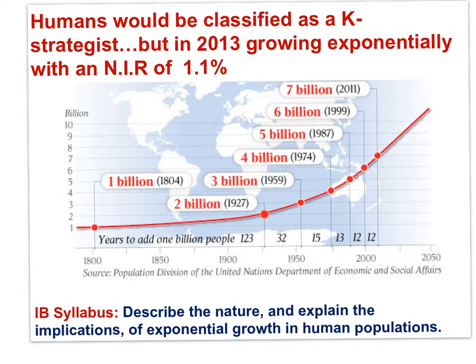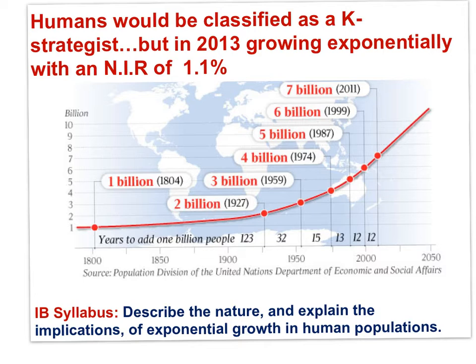From 1927 to 1974, the population doubled from 2 billion to 4 billion, a 47-year doubling time indicative of a 1.5% natural increase rate. But from 1959 to 1999, the population doubled from 3 billion to 6 billion in 40 years. The natural increase rate through this period was a stunning 1.75%.